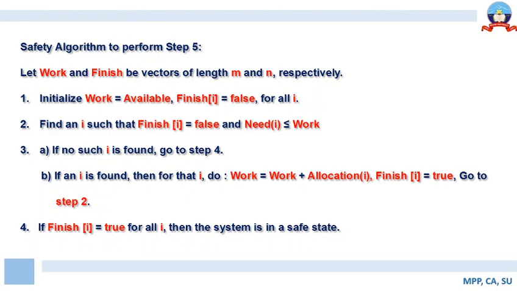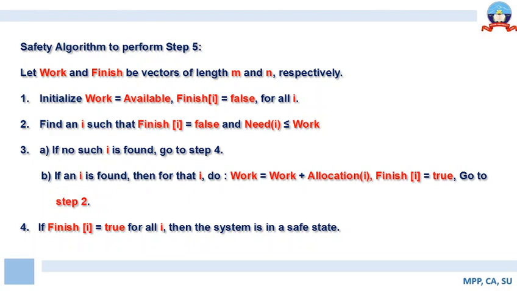execution. Now in step number 2, find an i such that finish of i is equal to false and need of i is less than or equal to work. So now what we need to do is find a process whose status is false, which implies a process that has not yet completed its execution, and then we need to check whether need of i is less than or equal to work. So whether the need of that particular process is less than or equal to whatever is available.